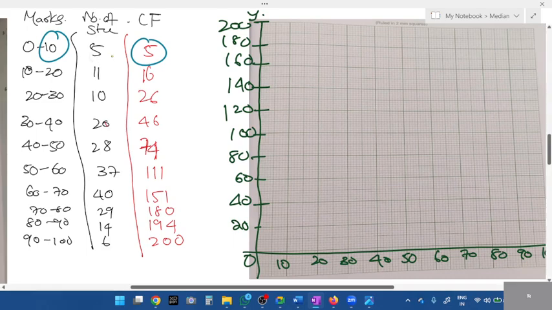Fine. Before that, let us start writing the scale, students. Tell me the scale. What did we take? X-axis. What is the gap between 10 and 20? 1 centimeter is equals to 10 what? 10? Very good. 10 marks. Y-axis. 1 centimeter is equals to.